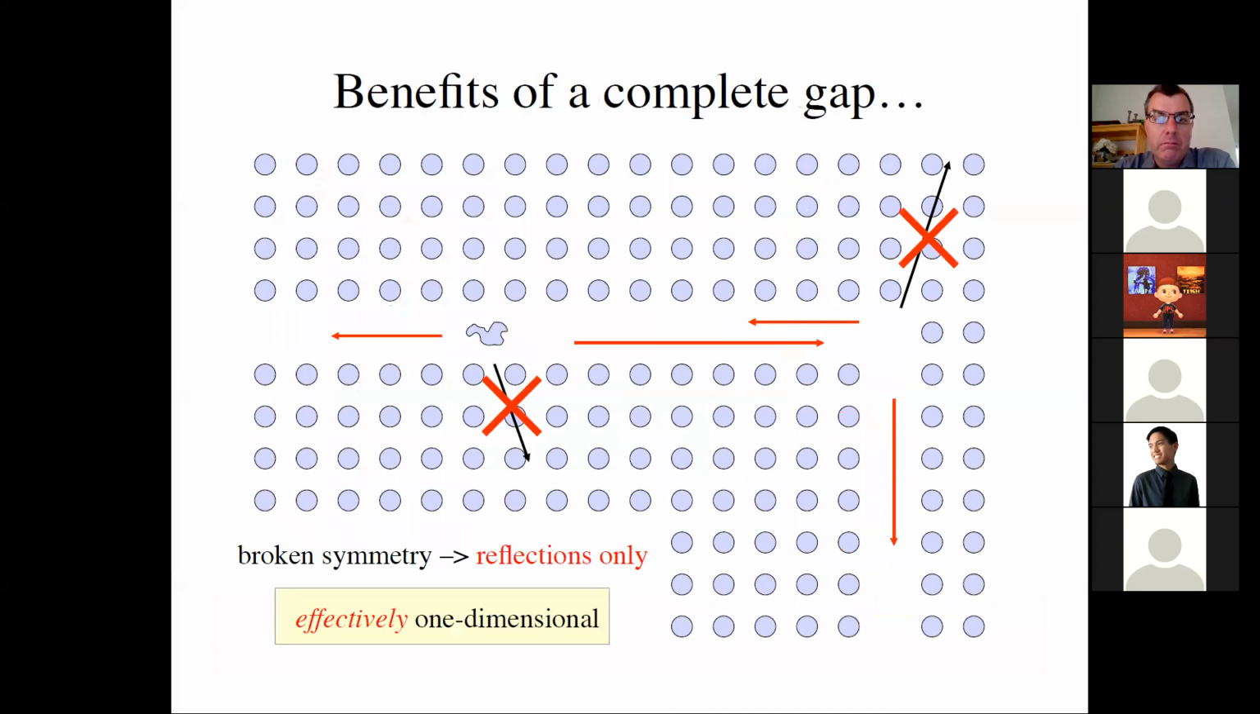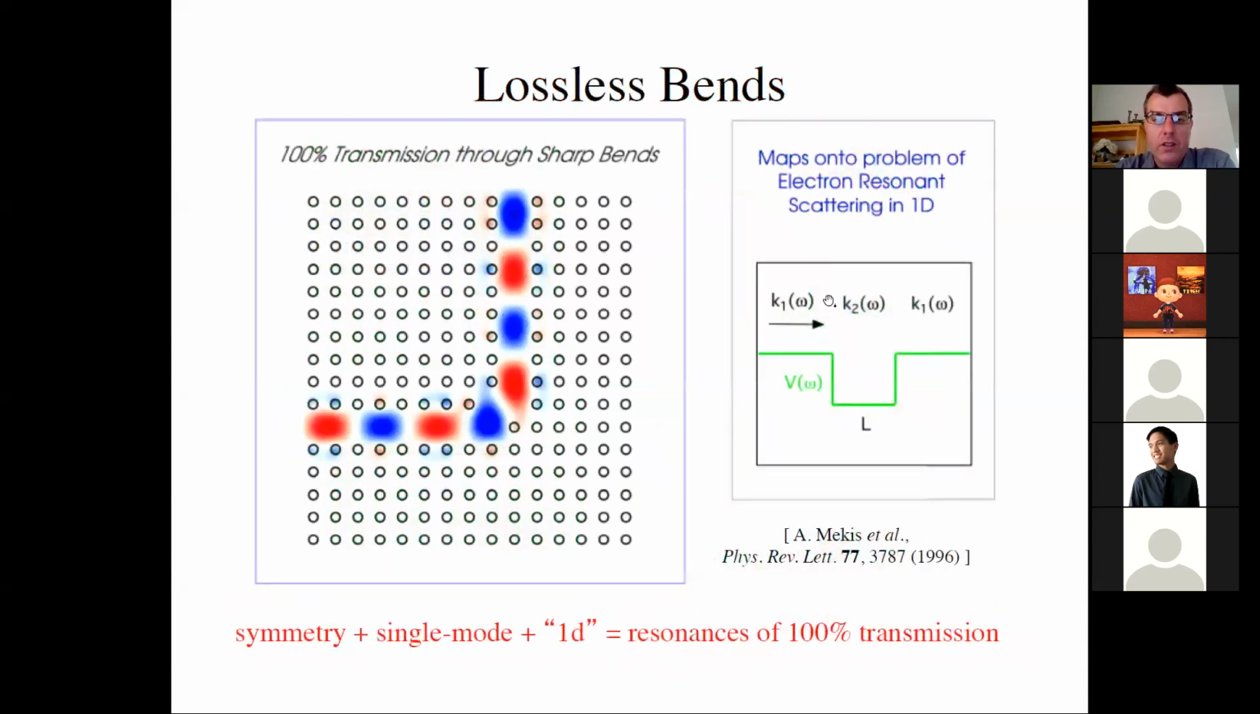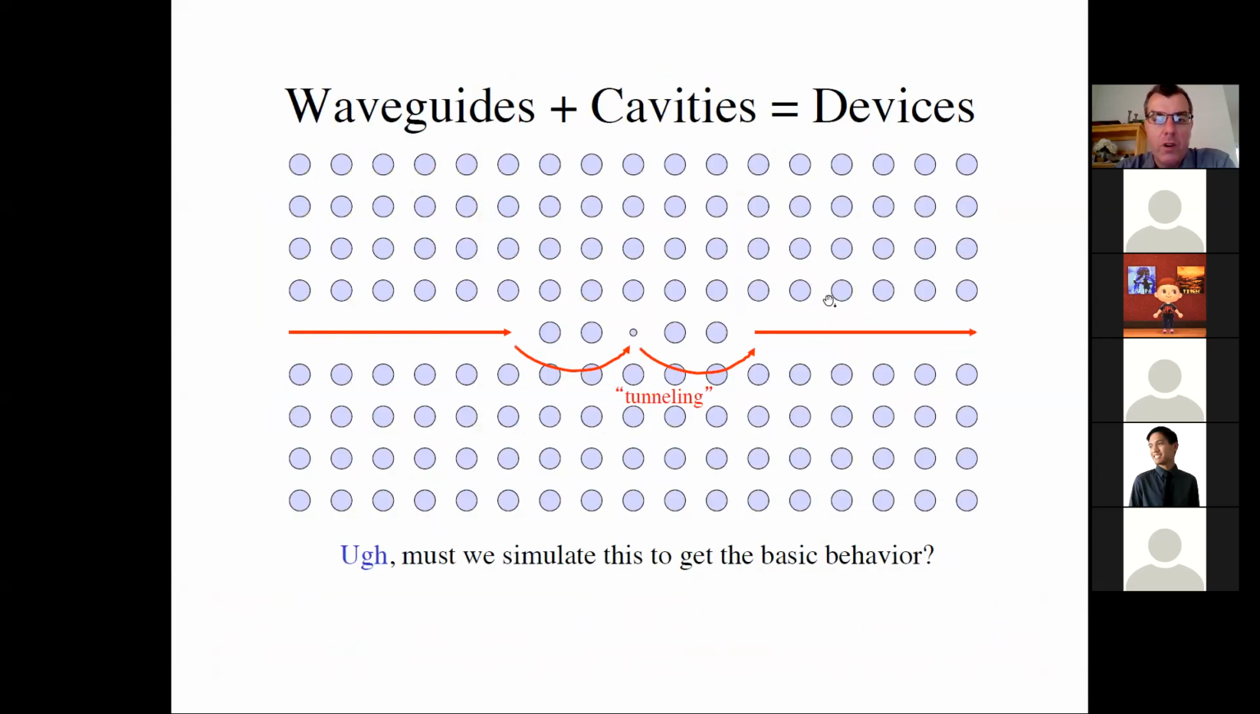What else do I want to say? More pretty pictures. You can get 90-degree splitters for light. So if you want to make photonic integrated circuits, this is your stuff. Lossless bends, like I've shown before.